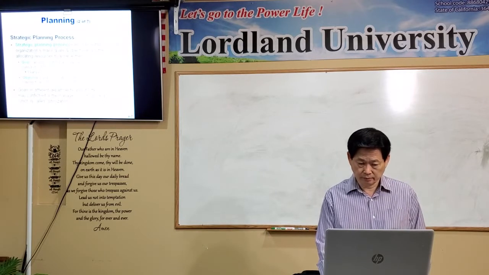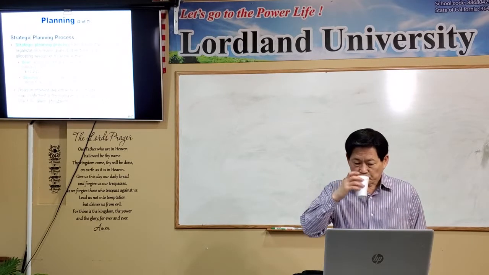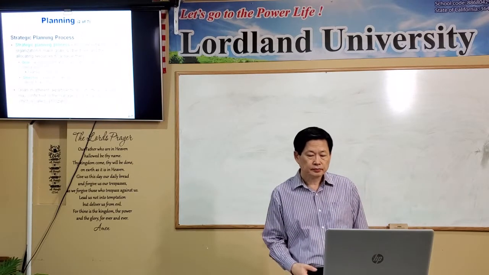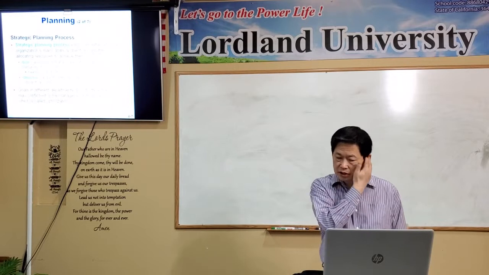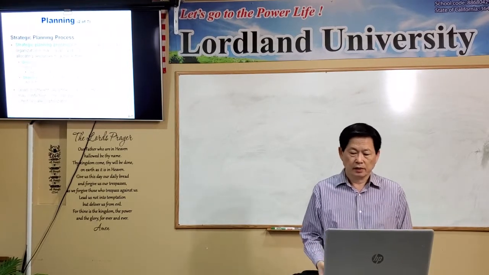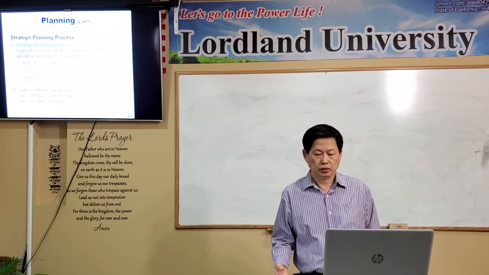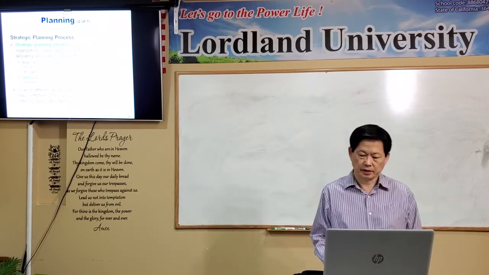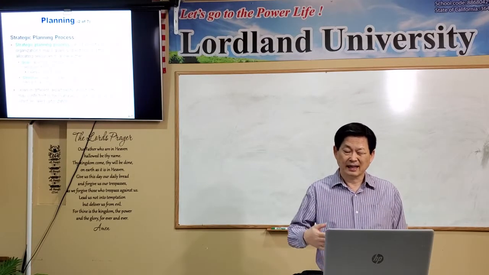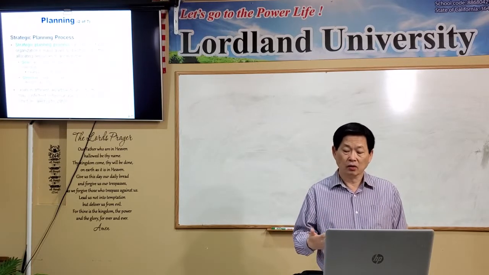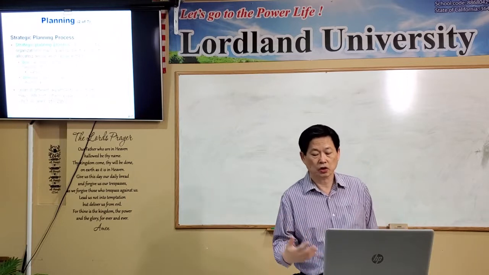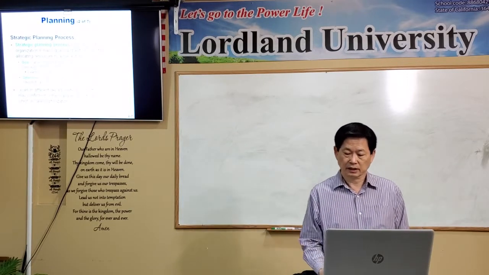The goal is an end result that an organization is expected to achieve over a 1 year to 10 year period. An objective is a specific statement detailing what an organization intends to accomplish over a shorter period of time.